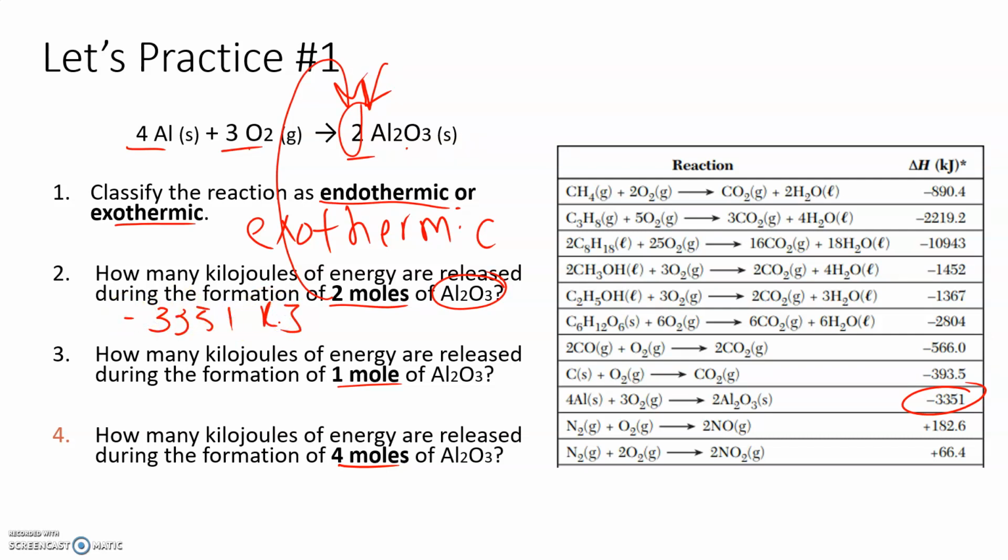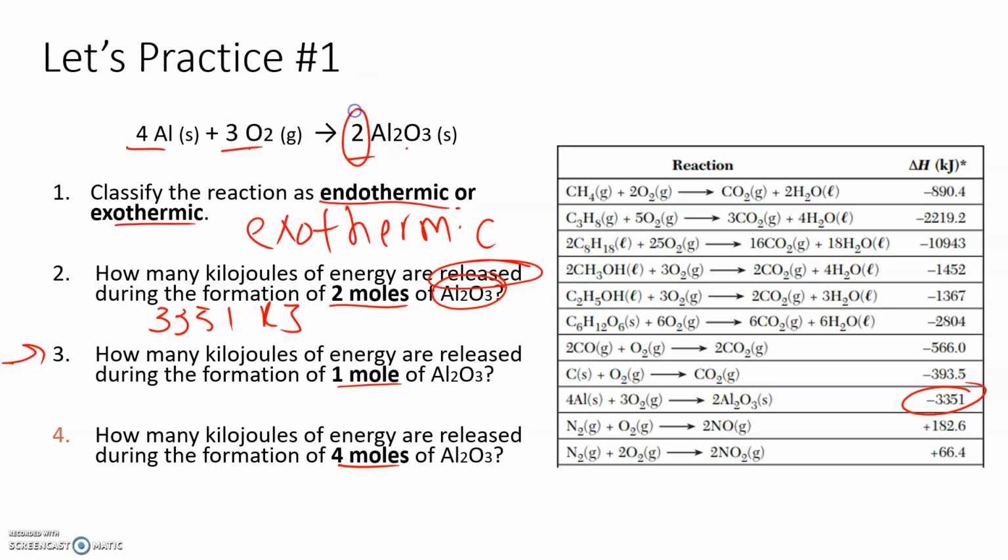kilojoules of energy are released. You don't need to say the negative. That's just indicating that energy is released as opposed to absorbed. Okay, so then you've got to think about it. It's the same question in number 3. It says how many kilojoules of energy are released during the formation of 1 mole of aluminum oxide? Well, go back to the equation.